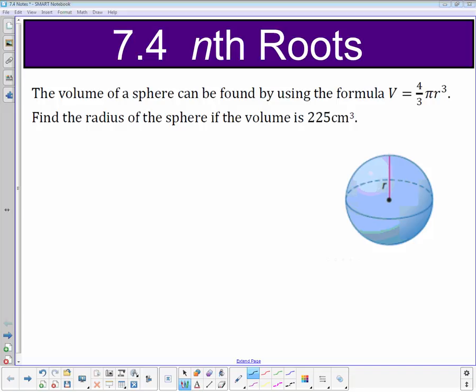All right, good morning. We're working on 7.4 notes today. We're working with nth roots. How do we find them, what they are, and how we can manipulate them or use them?